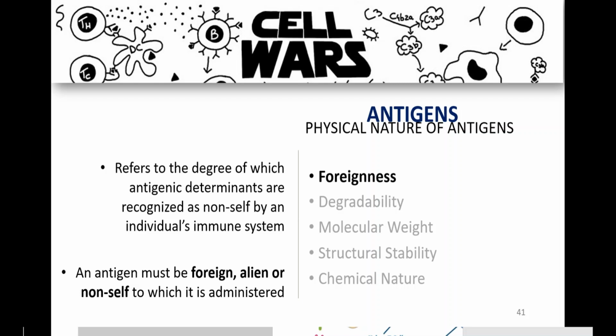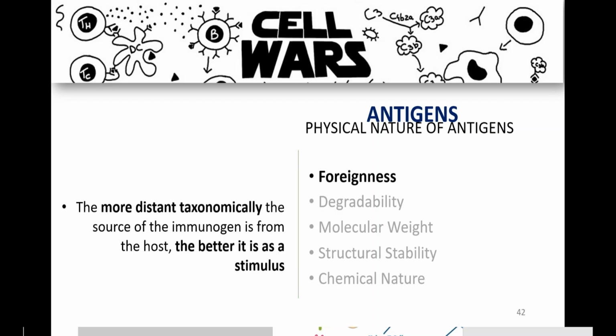Only the non-self antigens are attacked and eliminated out of the body. An antigen must be foreign, alien, or non-self to the host to which it is administered. The degree of the foreignness of an antigen influences the amount of immune response elicited. Therefore, the more foreign an antigen is, the more it will be recognized by your immune system as non-self, and a corresponding response will be activated. The more distant taxonomically the source of the immunogen is from the host, the better it is as a stimulus. Now, there are different degrees of foreignness by which our immune system is able to recognize antigens as non-self.